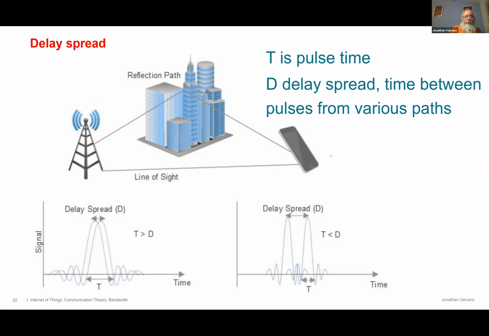If you compare, the delay spread D is the largest difference in time that the packet may show up at the receiver from the same transmission packet, but at different times. And depending on the frequency, that packet may overlap, right? The delay spread may overlap the transmission, like the low frequencies.